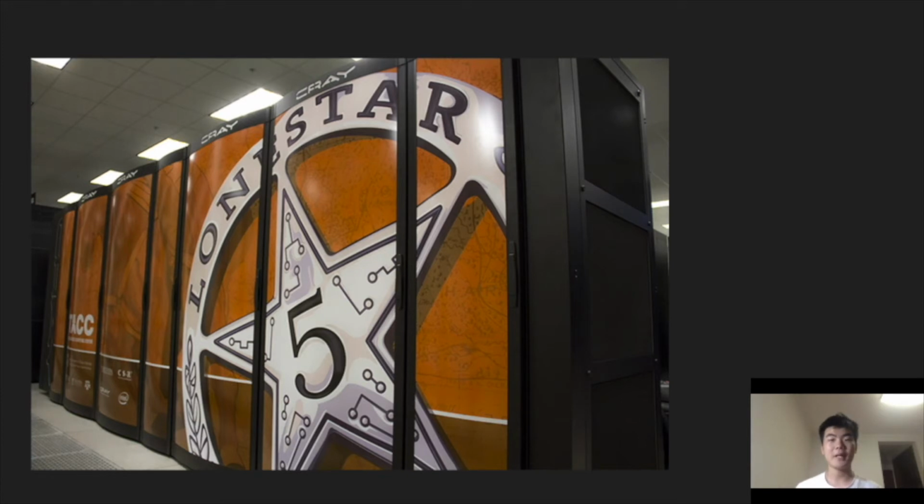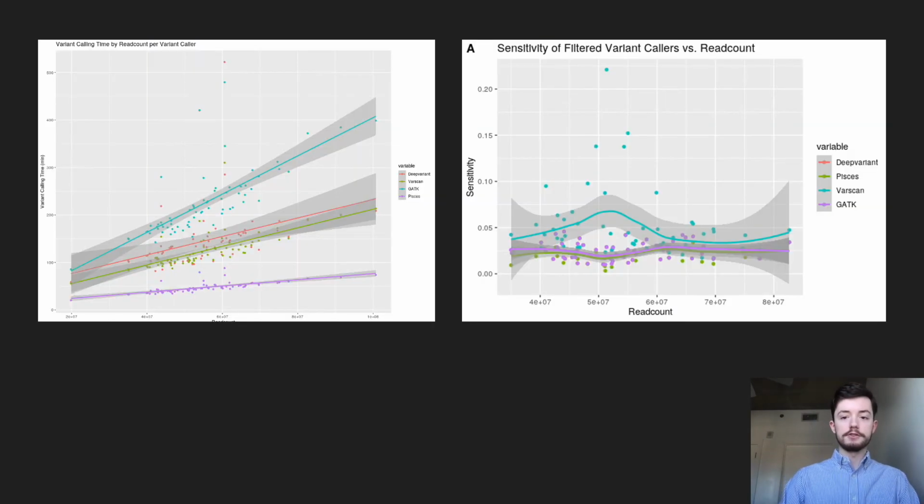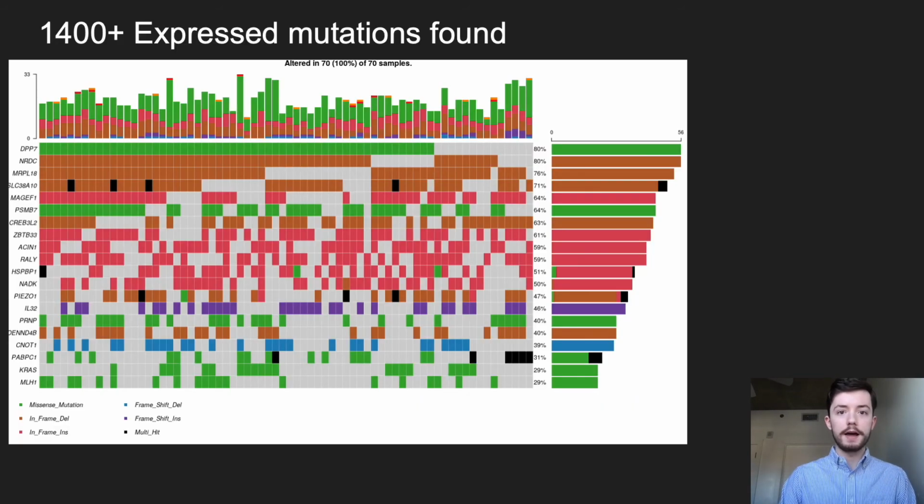But these tools vary in efficiency and accuracy. We looked at 4 standard tools and then compared the mutations we found to ones that have already been found by other researchers. By assessing metrics such as sensitivity, specificity, F-score, and runtime for each tool, we found that VARScan performed definitively better. In the end, we found about 1,400 expressed mutations.